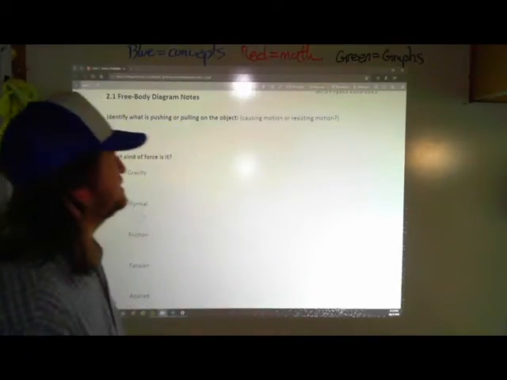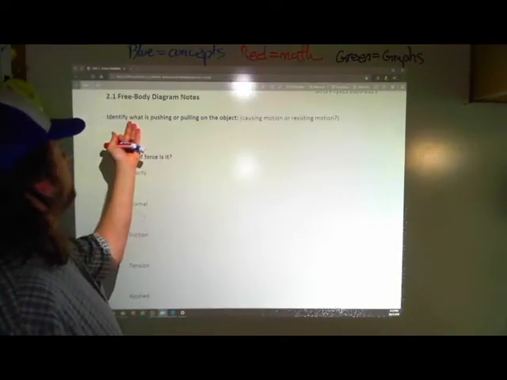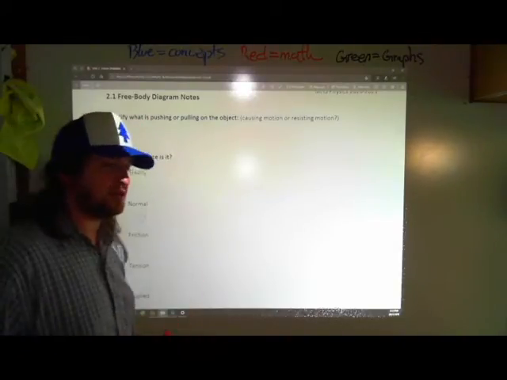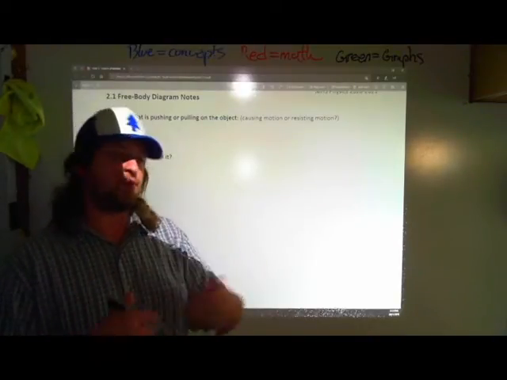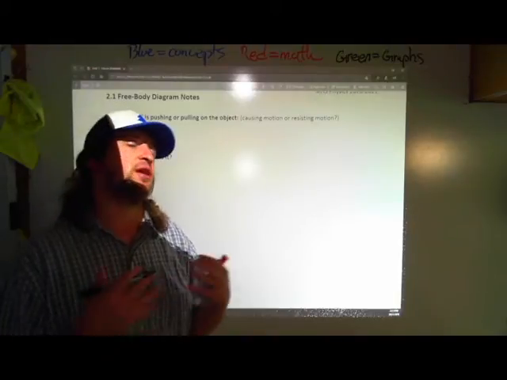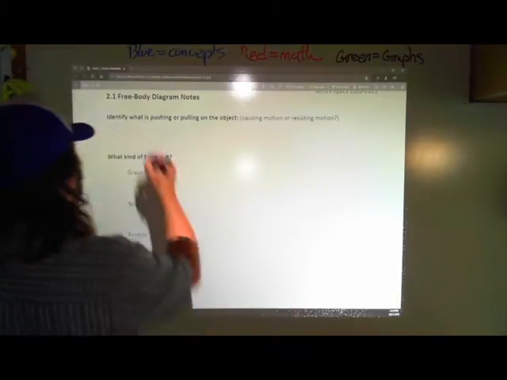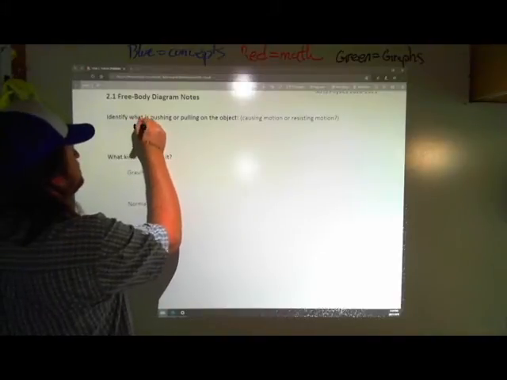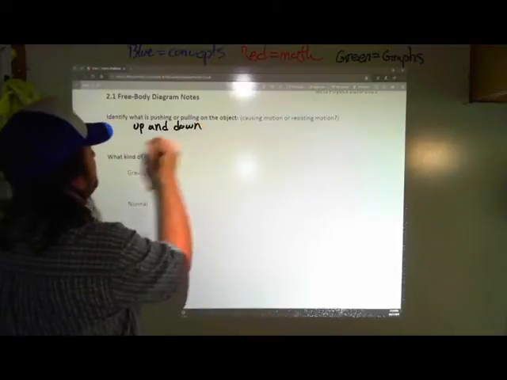arrows and boxes. Whenever we're doing free body diagrams, one of the things we have to do at the very start is always ask ourselves, what is pushing or pulling on the object that I'm trying to draw a diagram for? Now, you have to think about both up and down motion, and then you also have to think about side to side.